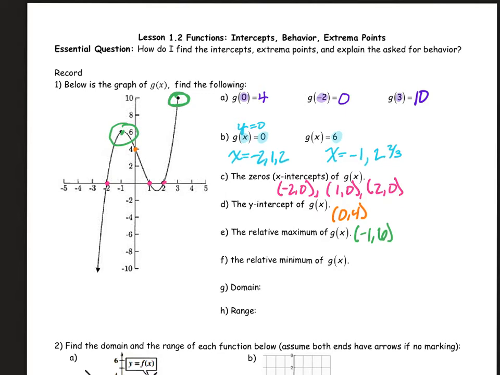So then again, the next question, F, asked almost the same question, yes? It says, what's a relative minimum? And again, it's in this area. Where is the lowest point in this area? Okay, so my y-axis is counting by twos here. So I'm going to say that's negative 1. And it's halfway between 1 and 2, so 1.5.